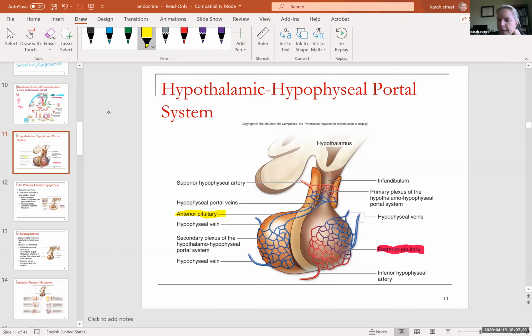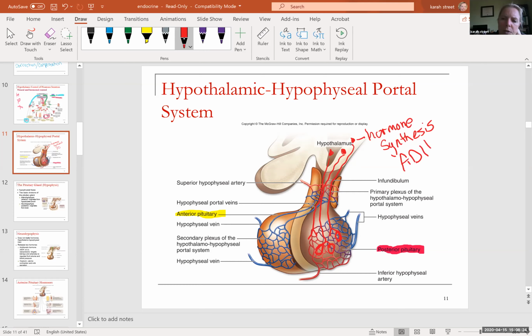The posterior pituitary, like I said, there are cell bodies in the hypothalamus, and their axons terminate in the posterior pituitary. The posterior pituitary is where the terminal boutons of those neurons are found. The hormone is made here, so hormone synthesis. It travels through the axon, through cytoplasmic mechanisms, transporters, and then it's stored in the terminal boutons until that hormone needs to be released. And the two hormones that are released from this area are ADH and oxytocin.